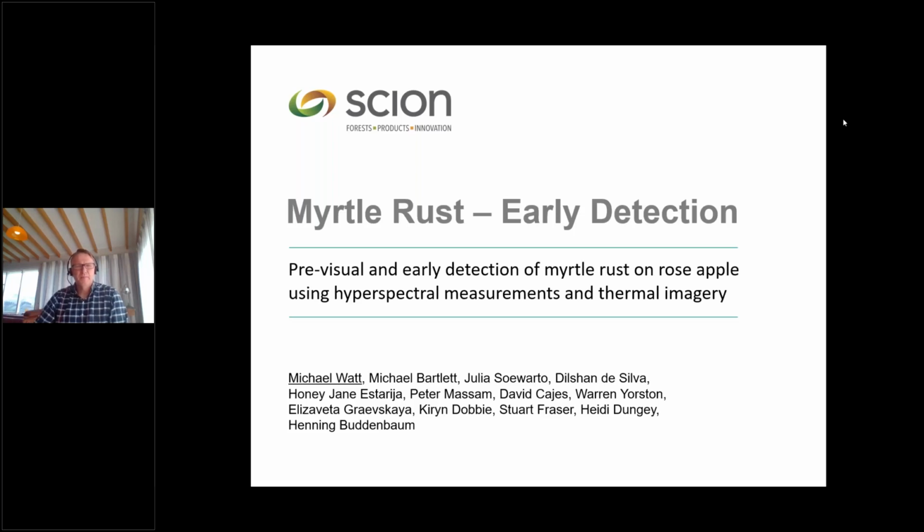Good morning. I'd like to talk about pre-visual and early detection of myrtle rust on rose apple using hyperspectral measurements and thermal imagery. This is a real team effort, and you can see the people involved in it, which were a mix of pathologists and remote sensing scientists at Scion. Henning Bodenbaum from the University of Trier also contributed to this research.